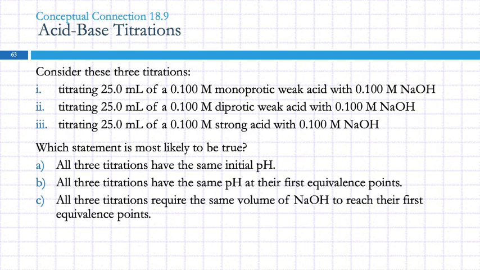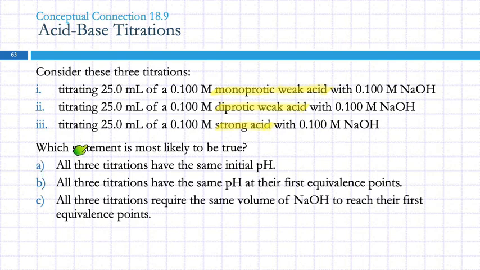So here we have a monoprotic weak acid, and they're all being titrated with a strong base. Here we have a diprotic weak acid, and here we have a strong acid. Which statement is most likely to be true? All 3 titrations have the same initial pH. Is that going to be true?